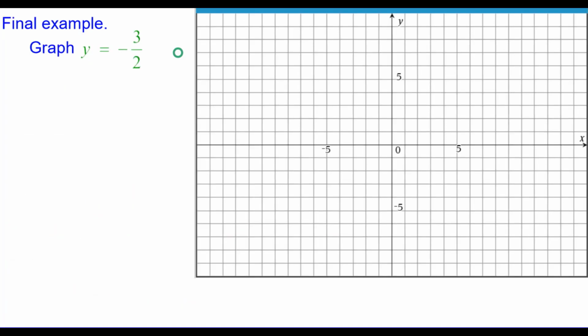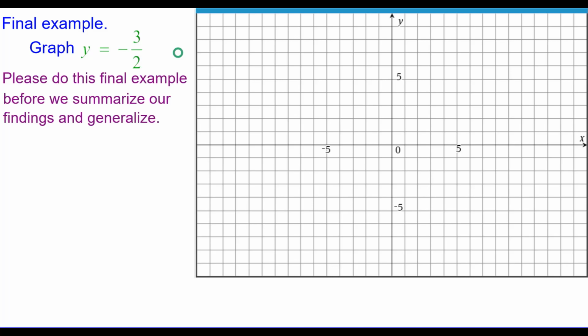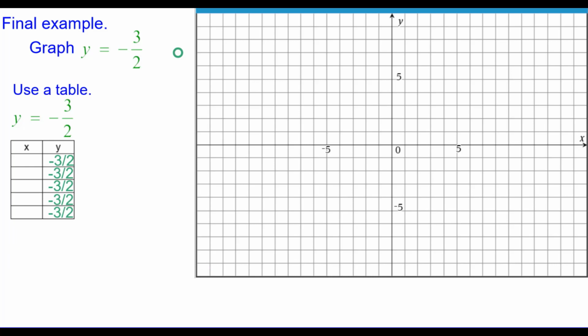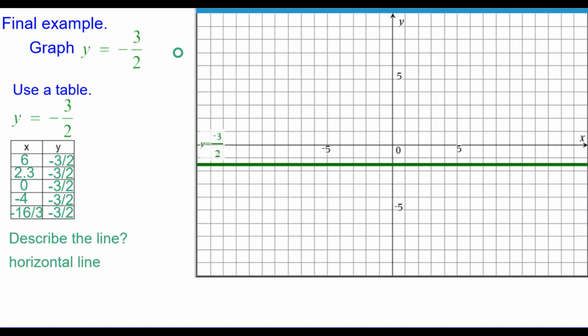Final example, graph y equals negative 3 halves. We're going to ask you to do this final example before we summarize our findings and generalize. So using a table, pause to do this example and resume when you are finished. So putting in y equals negative 3 halves for every single ordered pair, we can put any numbers in for x because they're not defined in the equation at all. And then we can go ahead and plot those 5 points. Connect the points. And again, describing the line, it is a horizontal line. It moves along the horizon, and it has a slope of 0.